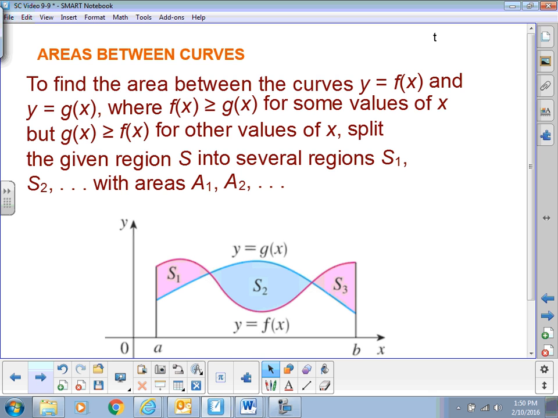Now, we might have some more complicated scenarios where graphs cross multiple times and they switch which ones are top and bottom. In that case, we would have to do separate integrals. We would do an integral for section S1 there, where we would do the integral of the red function minus the blue function. And then we would add on a different integral of the blue minus the red to find section S2. And then we would add on another integral to go back to red minus blue. So if it's switching which is top and which is bottom, you need to do separate integrals for each of those sections.